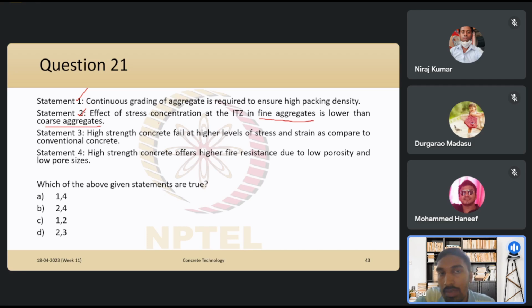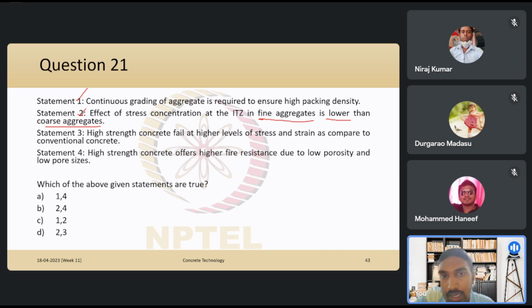So we saw that there will be stress concentration developing around the aggregates, right? When you have coarser aggregates, the stress concentration will be over a larger area, a larger region, because their size is larger. Therefore, the stress will be higher around coarser aggregates compared to finer aggregates, right? So the given statement is true. It is saying that around fine aggregates in its ITZ, the concentration will be lower because its MSA is smaller than coarse aggregates. So that is correct.